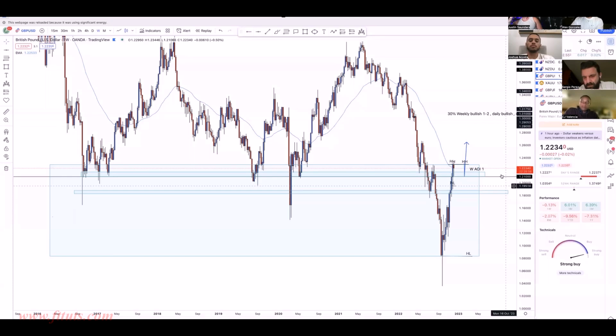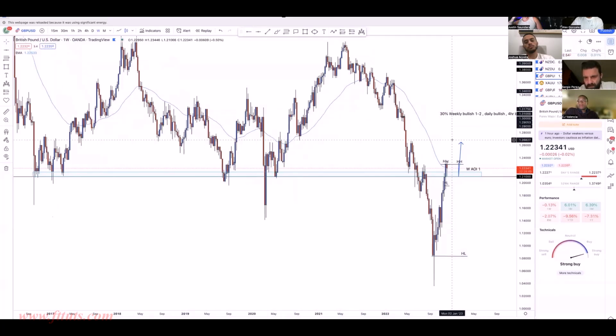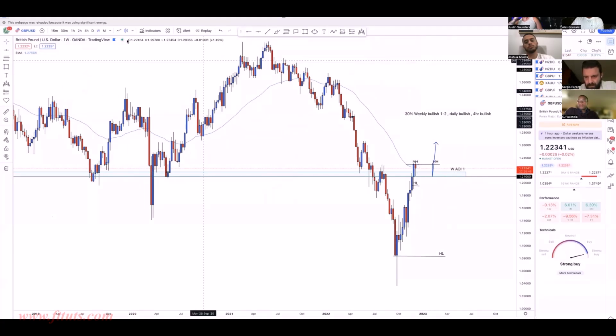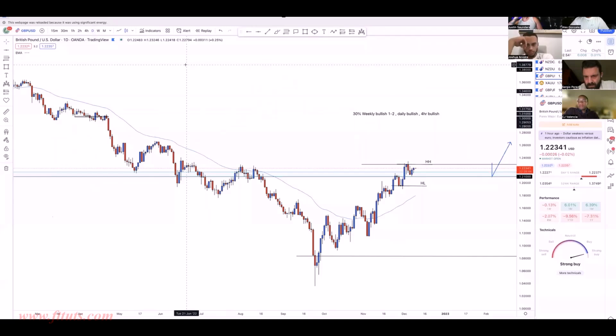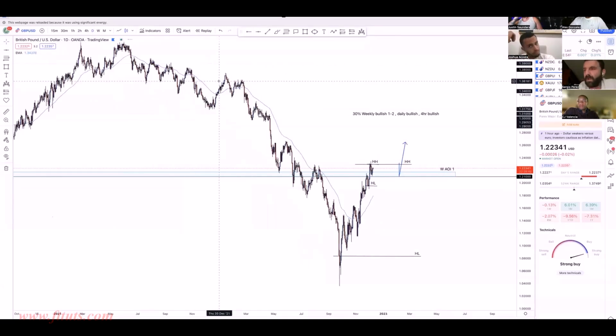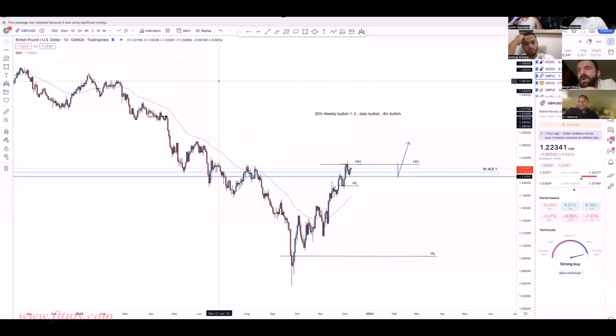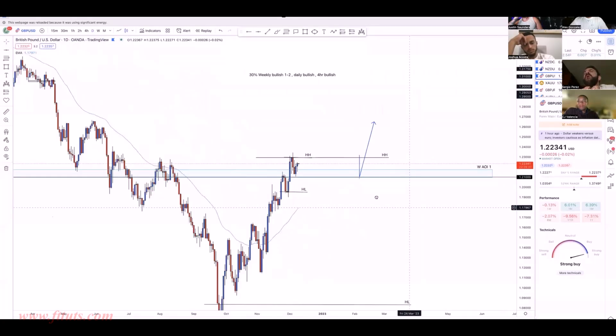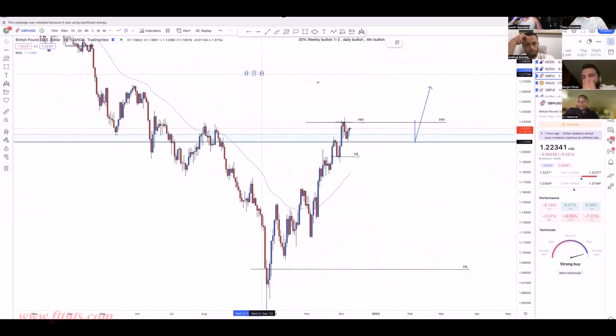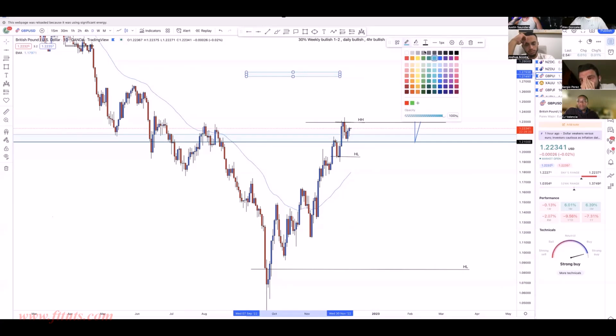All right, so now we understand this is going to be our weekly area of interest. We don't really need this zone right here, so we know we're looking to come back here and buy. Cool. Now we go down to the daily time frame, and on the daily, we're going to mark off our area of interest in red, so we know the difference between the weekly and the daily.